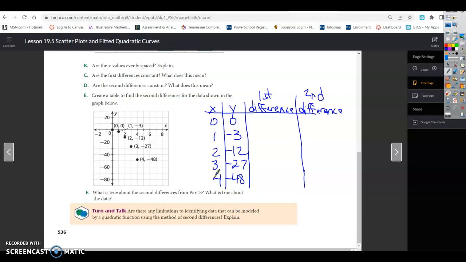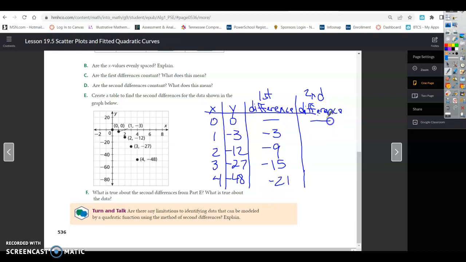Now let's find the first difference. We're not going to have one for the first row, but -3 minus 0 would be -3. -12 minus -3 makes that plus 3, so that would be -9. -27 minus -12 makes that plus 12, so -27 plus 12 is -15. And -48 minus -27, so -48 plus 27 is -21. Again, these are not the same, so it's not linear.